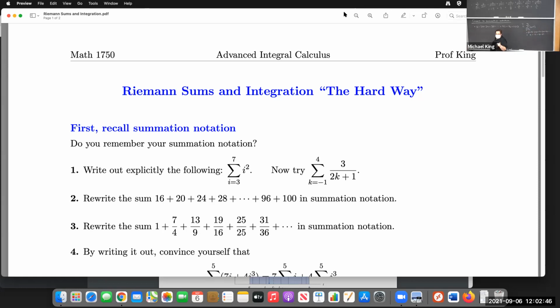Okay, what else? What other people try? Yeah. 12 plus 4i. So when you plug in 1, you get 12 plus 4 times 1. 12 plus 4 times 2, up to 12 plus 4 times 22. And so that does 16. 12 plus 8 is 20. And so on up to 100. 4 times 22 is 88. Okay, so that works. Other?